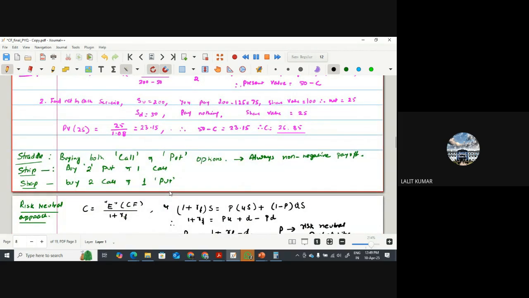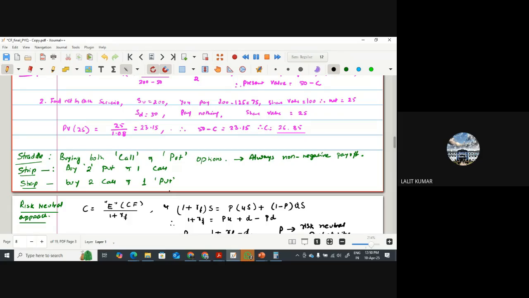Now there are certain strategies that were covered: straddle, strip, strap. Straddle means that you buy both call and put options. You have purchased one call option for the same strike rate on the same share, and you have also purchased one put option. So whenever you are having a straddle, you will never face any loss. It means you will always be non-negative. But in the market, when you go for this, you will find that the call and put option prices are both the same, so you remain with zero only. And if you're lucky, then you can make some money.